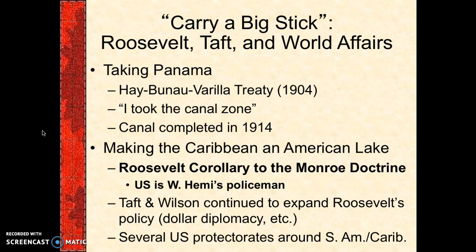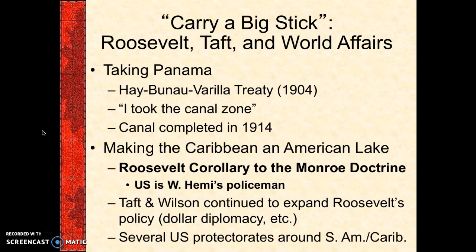Okay? Roosevelt's going to go a step further and say that if anything in the Western Hemisphere, if anybody needs to be policed, needs to be helped or controlled, the United States will take that role, and Europe is free to stay the heck away from Western Hemispheric situations and troubles. And so definitely make sure you're familiar with that idea.